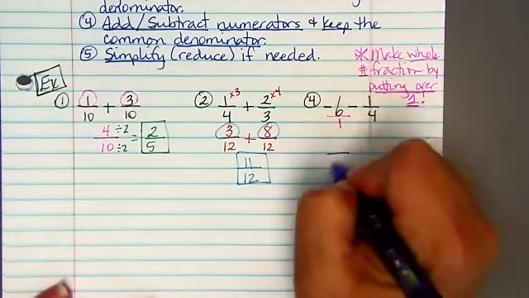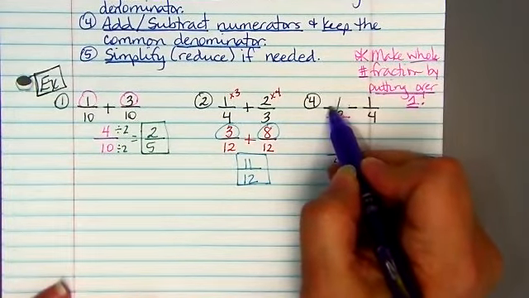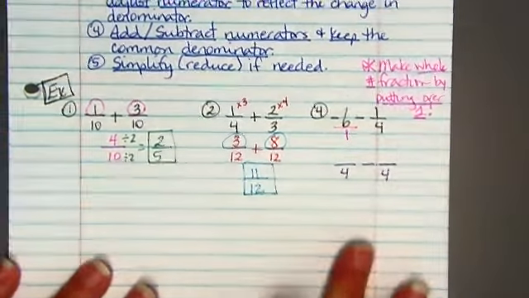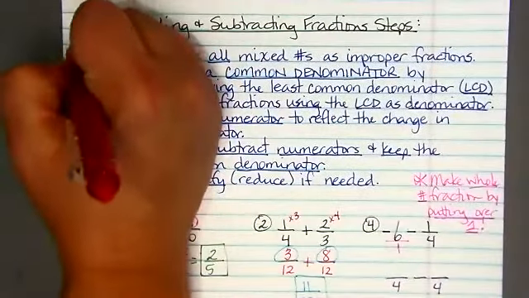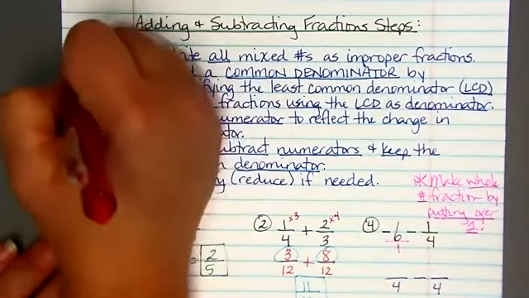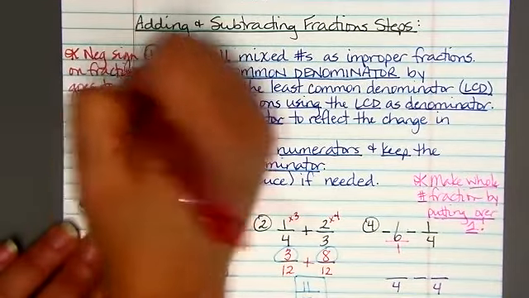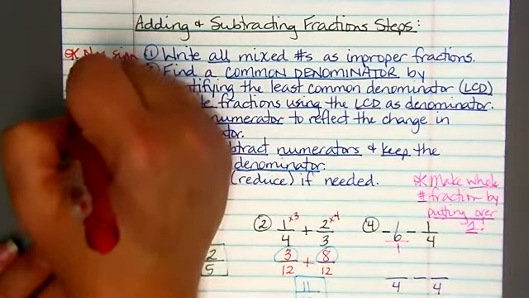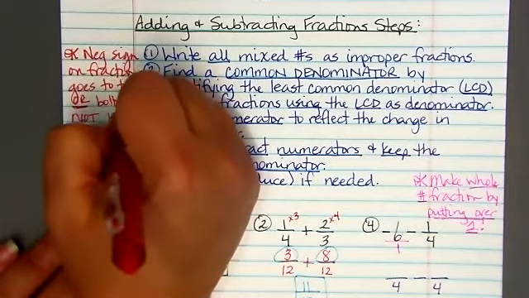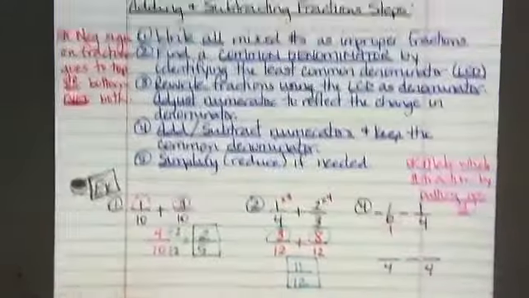So I'm going to now have 4 minus 1/4. Now, when I've got a negative sign like this, it can either go into the top or the bottom, not both. So I'm going to add another little note over here. Negative sign on fraction goes to top or bottom, not both. So it either goes to the top or the bottom, not both. All right, so now we can finish this problem.